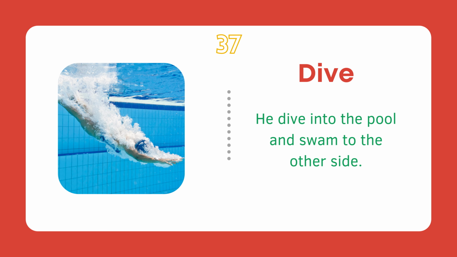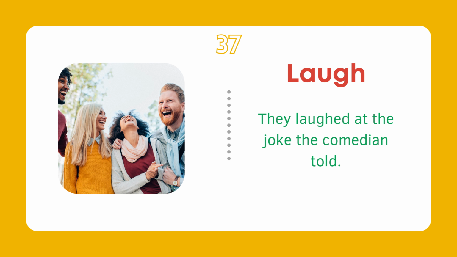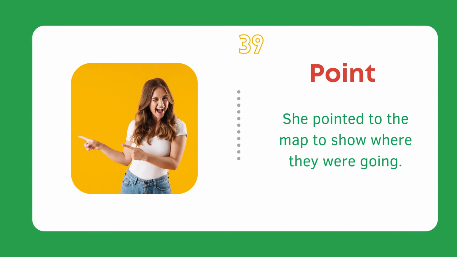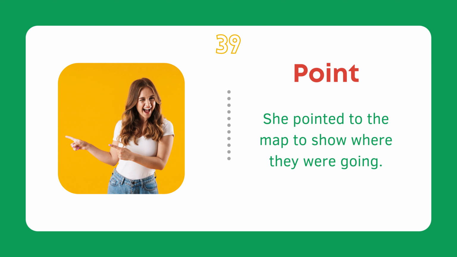Dive. He dove into the pool and swam to the other side. He dove into the pool and swam to the other side. Laugh. They laughed at the joke the comedian told. They laughed at the joke the comedian told. Point. She pointed to the map to show where they were going. She pointed to the map to show where they were going.